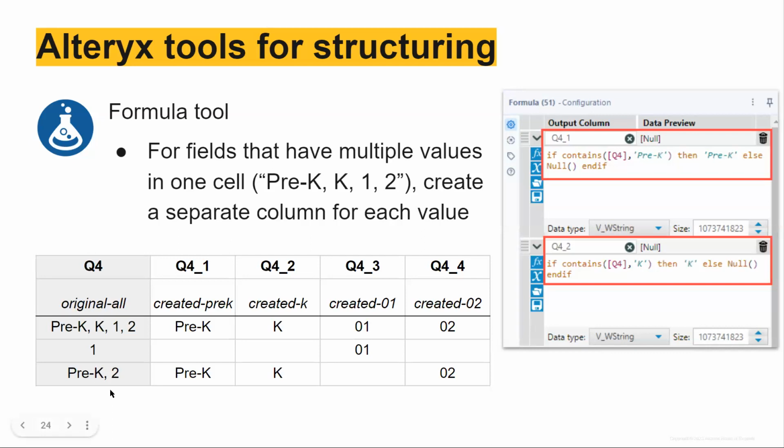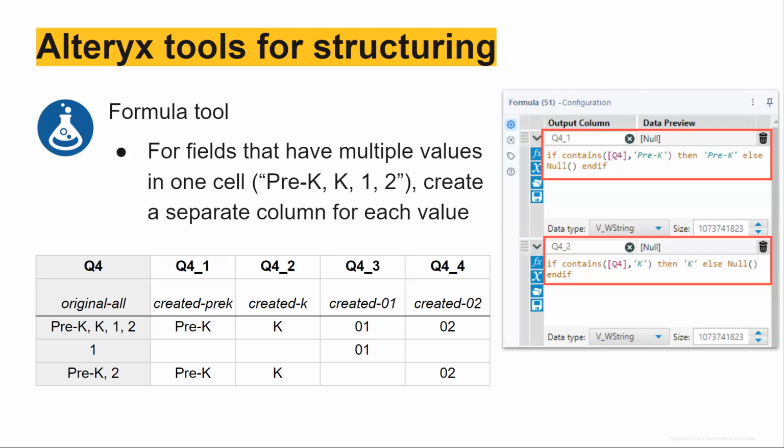Right, because we were telling it if the original column includes a K, populate the kindergarten column with a K. And we couldn't say if it equals a K because the K could be anywhere in the string. It could be by itself, it could be at the beginning, it could be at the end, it could be before or after a column. So there wasn't a really easy way to say only pull the K if it's by itself.